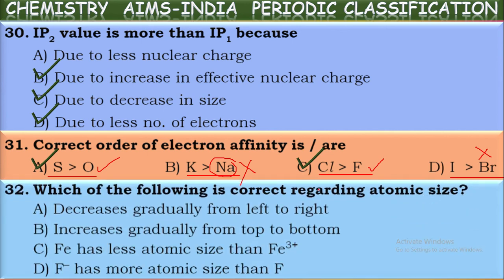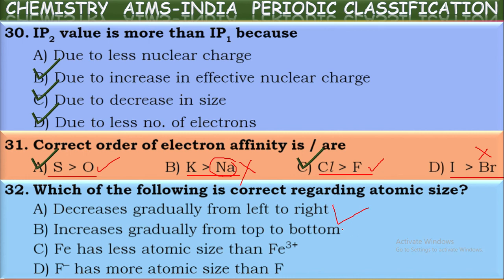Okay. Next one. Which of the following is correct regarding atomic size? So let us say in common, what happens to the atomic radius or atomic size in the groups and periods? We know in a period from left to right, atomic size gradually decreases. And in a group, from top to bottom, atomic radius or atomic size increases. Now what they have given, let us see here. Decreases gradually from left to right. This is correct. Left to right means in a period. Gradually, it decreases from left to right in a period.